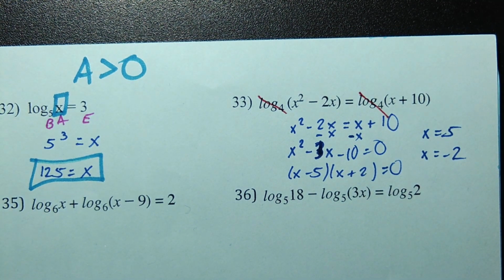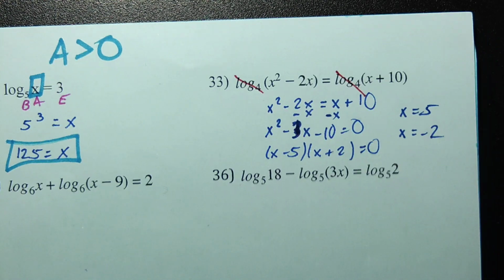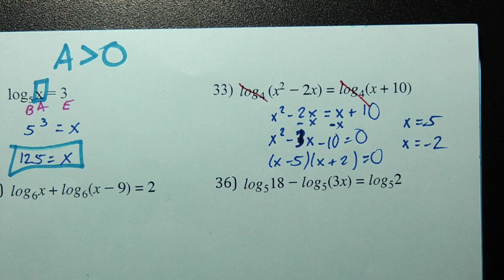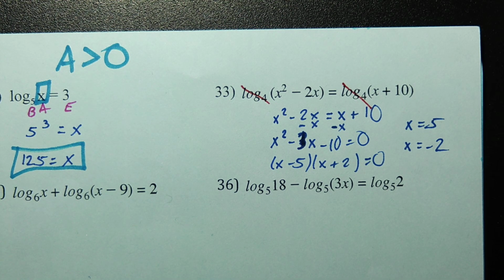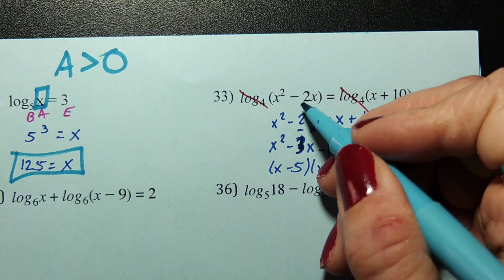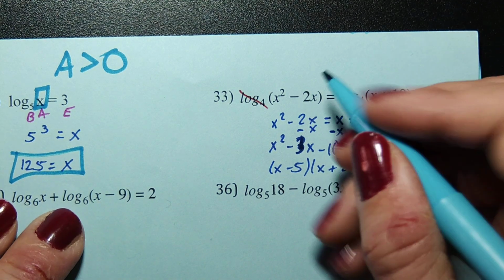Set them equal to 0. We get a quadratic. Move everybody over to the left side. Keep that x squared term positive. Factor. And we get x equals 5 and x equals negative 2. Now, when we plug back in, 5 squared is 25. Minus 2 times 5 is 10. 25 minus 10 is 15.